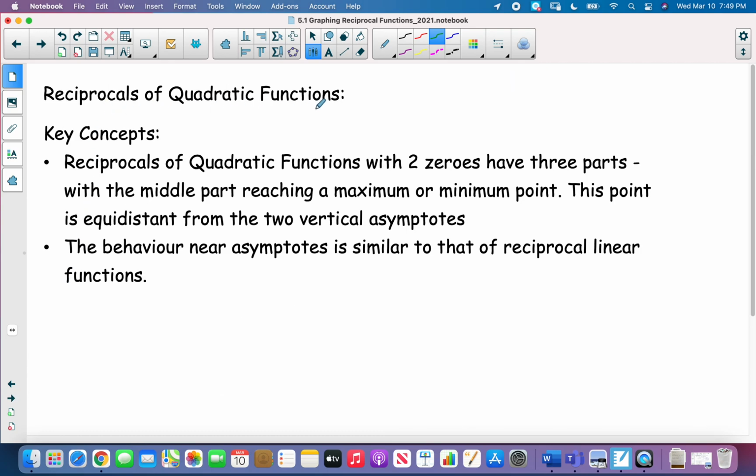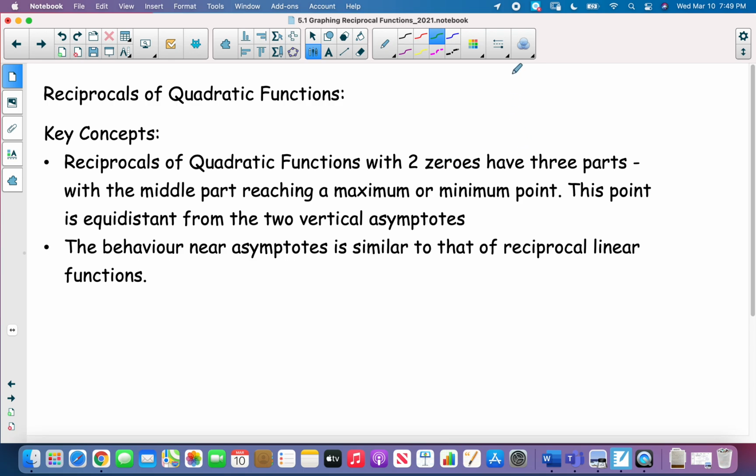So what are some key concepts? The reciprocals of quadratic functions with two zeros have three parts, with the middle part reaching a maximum or a minimum point. This point is equidistant from the two vertical asymptotes. The behavior near asymptotes is similar to that of reciprocal linear functions. So we haven't looked at reciprocals of quadratic functions yet. We've only looked at reciprocals of linear functions. We're going to look at reciprocals of quadratic functions next.